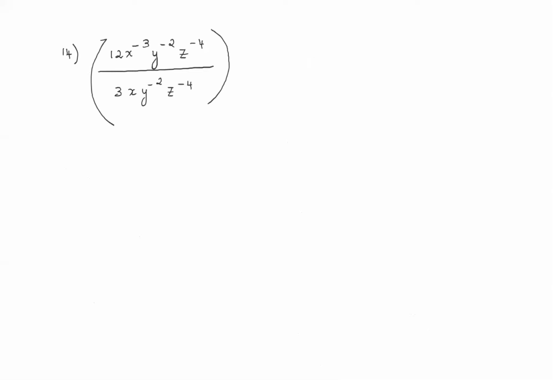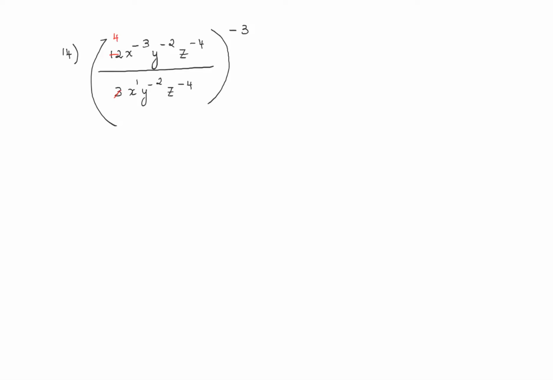And number 14, we have 12x to the negative 3, y to the negative 2, z to the negative 4, and the whole thing to the power negative 3. So we are going to simplify. Whenever you don't have the power, make the power 1. And then 3 goes into 12 4 times.